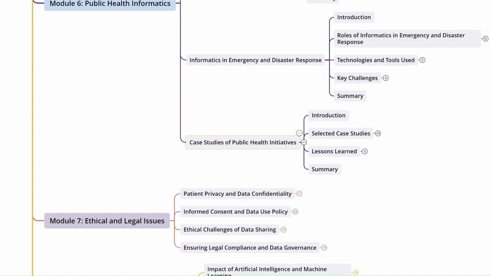Through this exploration of public health informatics, students will grasp the profound impact that data and technology have in monitoring health trends, shaping policies, responding to crisis, and ultimately saving lives. Mastery of these principles is essential for shaping healthier communities and ensuring that public health systems are resilient, agile, and equipped to face current and future challenges.